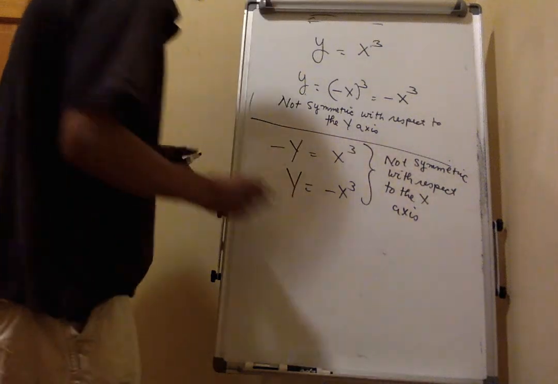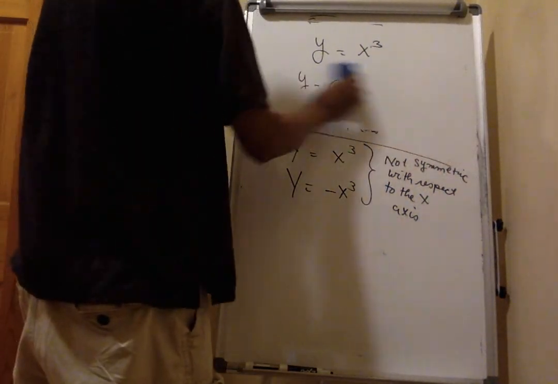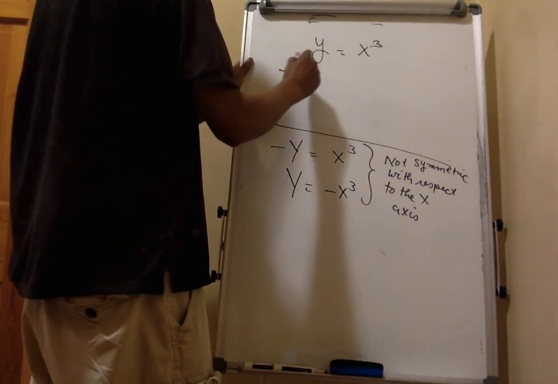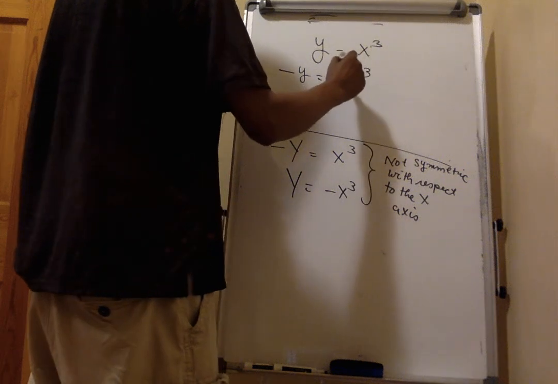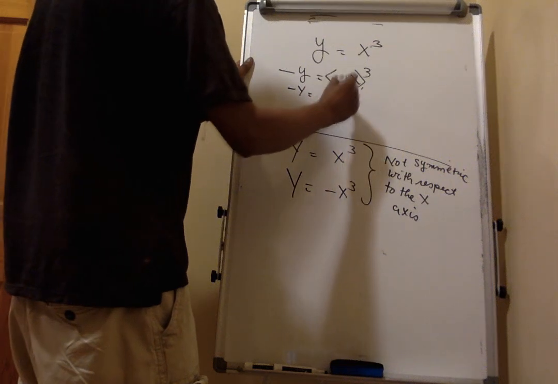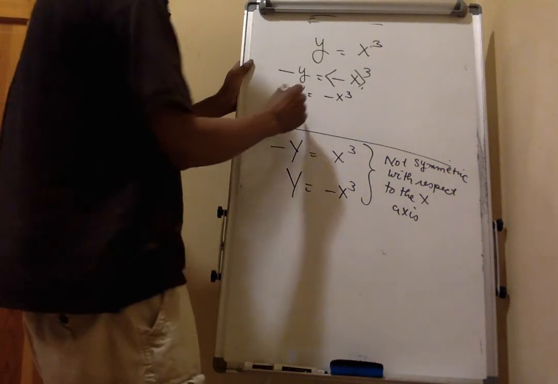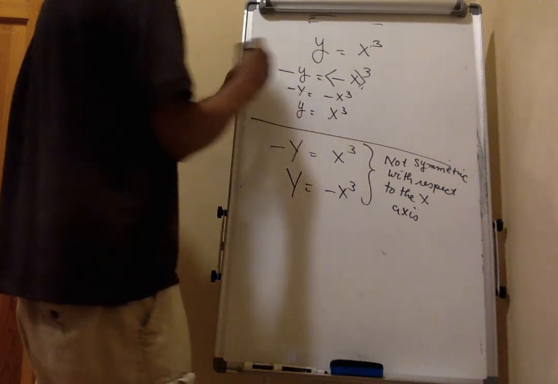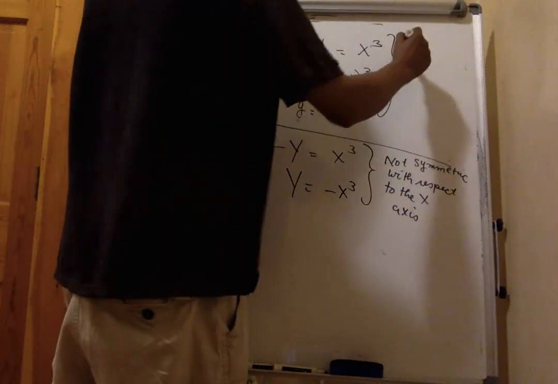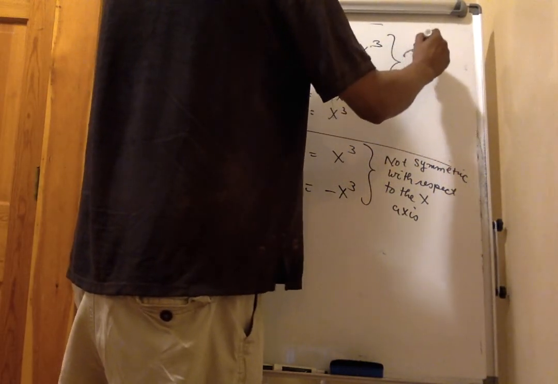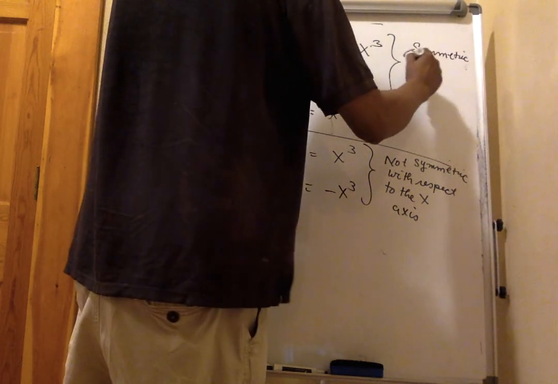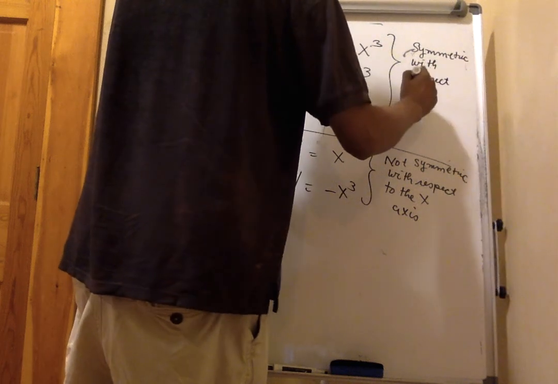How about the origin? For the origin, you have to change both x and y. So what you are saying is negative y is equal to negative x cubed. Right? But if you divide or multiply by negative 1, you end up with what? Y is equal to x cubed. So these are two equivalent equations, the same equation actually. It is what? Symmetric with respect to the origin.